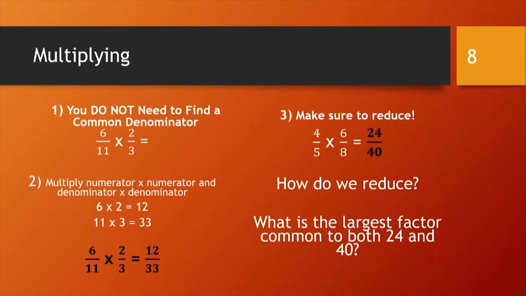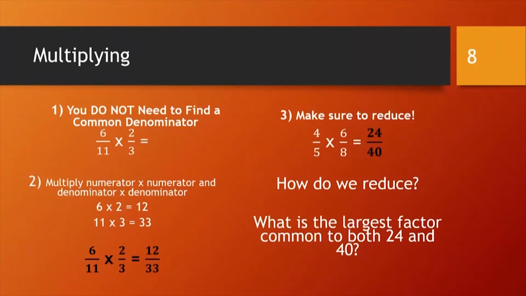So this first example, number 1, has 6/11 times 2/3. So I'm going to multiply 6 times 2. I get 12. Multiply 11 times 3, 33. My answer is simply 12/33. Again, always check to make sure you don't have to reduce. This one you cannot reduce because 33, you can divide 33 by 11 and 3.